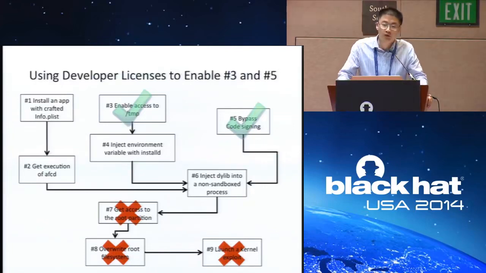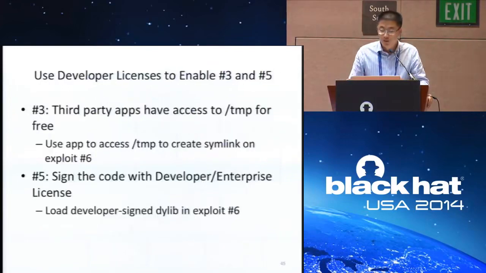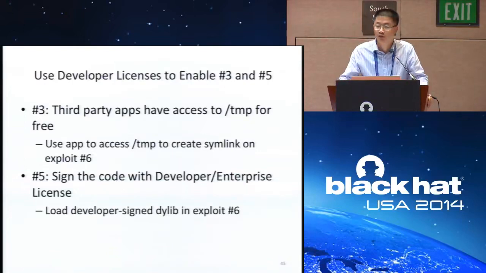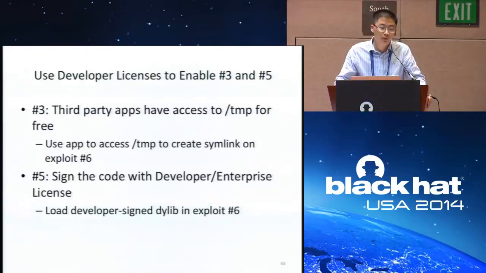Basically, our idea is to leverage the developer license. Developer license offers two advantages. First of all, I think all the apps created with a developer license by default have access to the /temp folder. That means we don't have to rely on AFCD to create a symbolic link under /temp. And by using a malicious app, we can still win the race condition in install-d and force install-d to override some critical files. The other advantage is that the developer license can also be used to sign dynamic libraries, so that we can inject the dynamic library into some uncontained proxy apps and re-implement exploit 6.